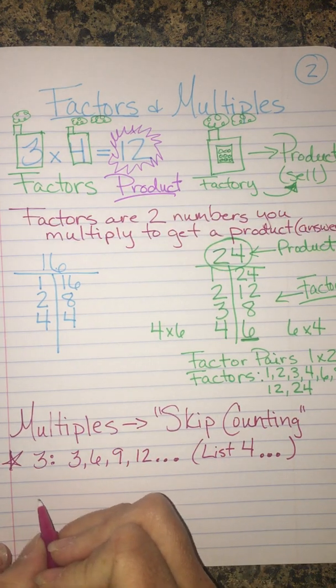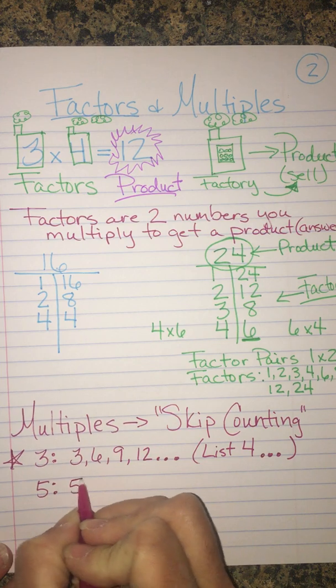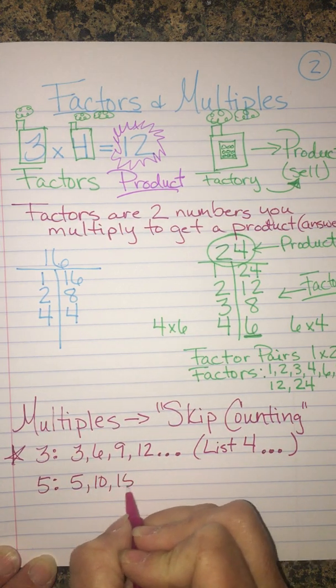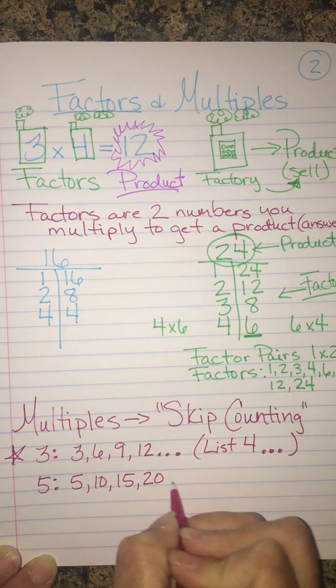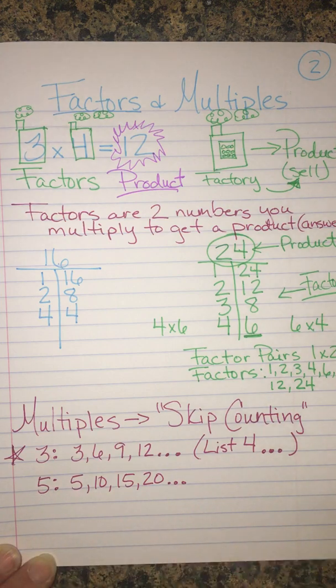But multiples are just skip counting. So multiples of 5 would be 5 times 1 is 5. 5 times 2 is 10. 5 times 3 is 15. 20. That was an easy one. So you're just going to list 4, and that's going to show your multiples.